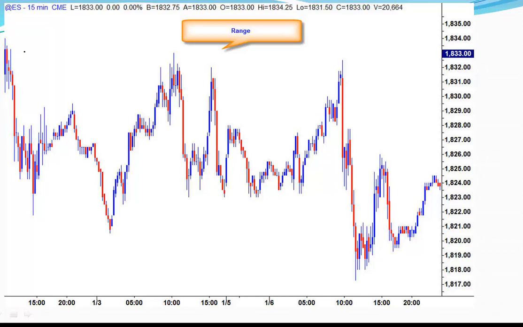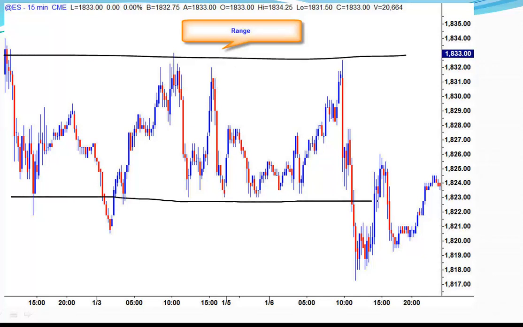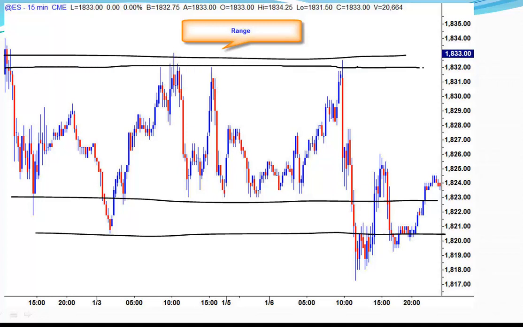All right, where would we establish our range? We could see right across here, here's a range high. We can see right across here, here's a range low. We can see right across here is a range low. And we also have some stuff up here.